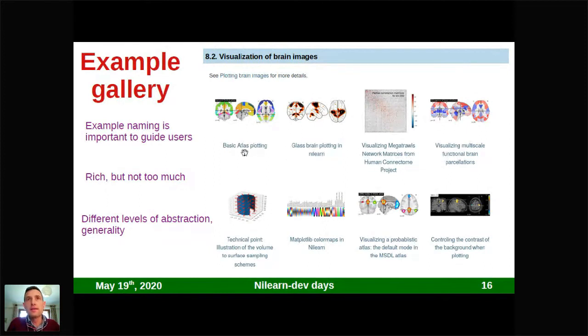clear enough so that you can easily guess what the example is doing from the very short description that is provided. So the association of the thumbnail and the title should provide you a clear indication of what the example does. Second, the example gallery has to be rich, but not too much. Not too much, not to lose the reader, or also not to take too much time to generate, because the examples have to be generated by continuous integration so that we make sure that everything is working at all time, so it cannot be too heavy.